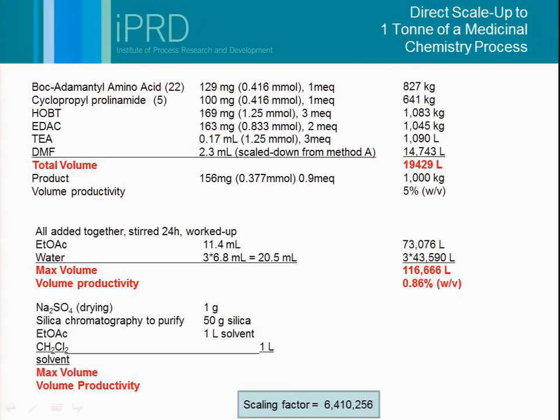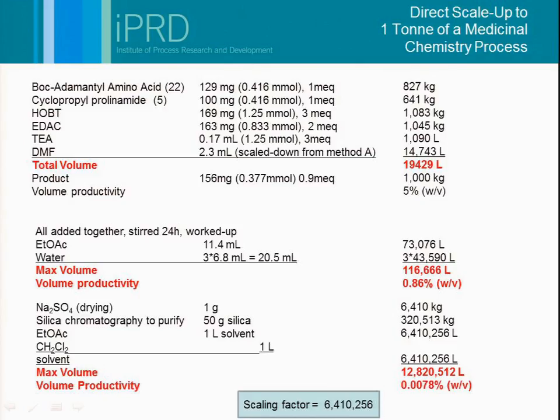But that's not the end of the story, because in the medchem paper, they do what most chemists would do. They purify it using chromatography. So here we've got sodium sulfate to dry it, and then we use some silica, and then ethyl acetate and dichloromethane, and they use about 1 litre of each solvent. I have guessed, actually, because they don't normally report how much solvent they use, but that would be a typical volume. And of course, if you scale this now, we need 320,000 kilos of silica, 6 million litres of ethyl acetate, and 6 million litres of dichloromethane.